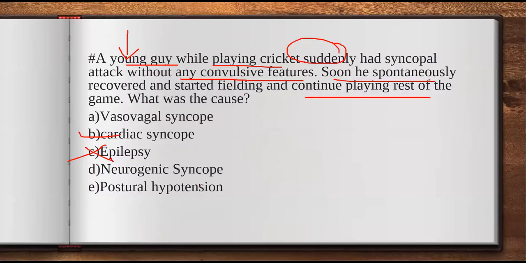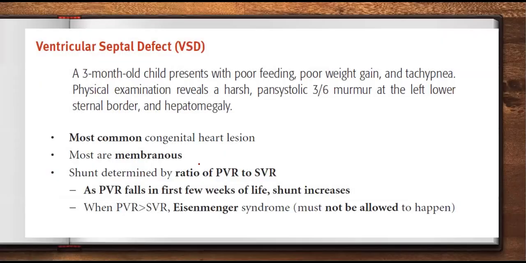Now, ASD, VSD, if you go to our ASD, VSD note previously, look at this VSD. VSD causes pansystolic murmur at the left lower sternal border. That's the only murmur it causes. Pansystolic murmur at the left lower sternal border.